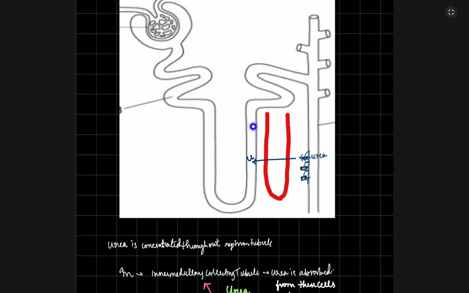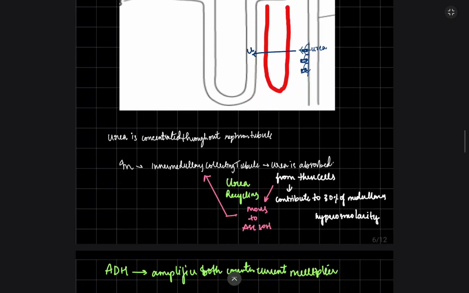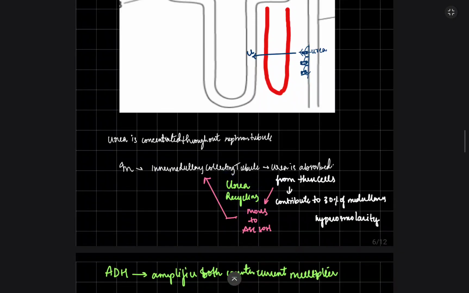And again, this urea is absorbed by the ascending part of the loop of Henle, and then again it is reabsorbed here. This cycle continues, right? This again contributes to the medullary interstitial hyperosmolarity, around 30 to 35%. So this is known as urea cycling, basically.